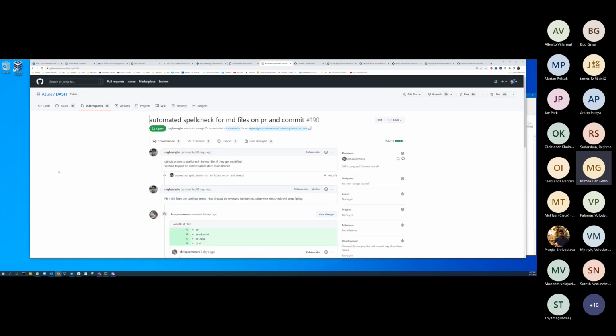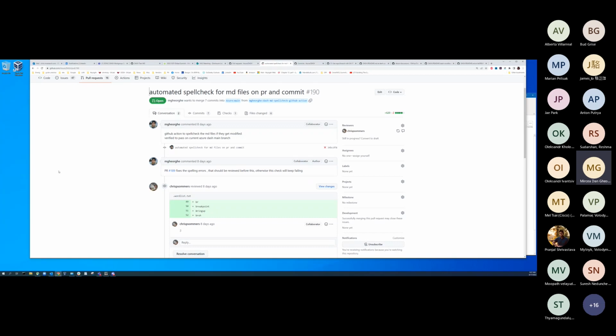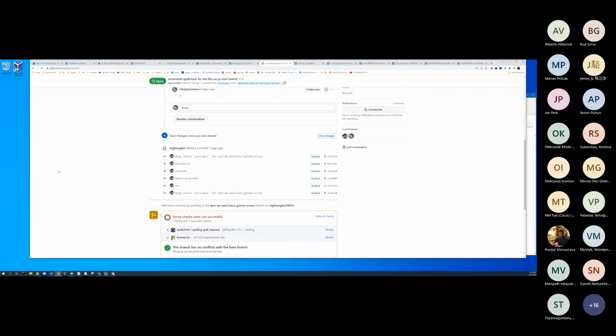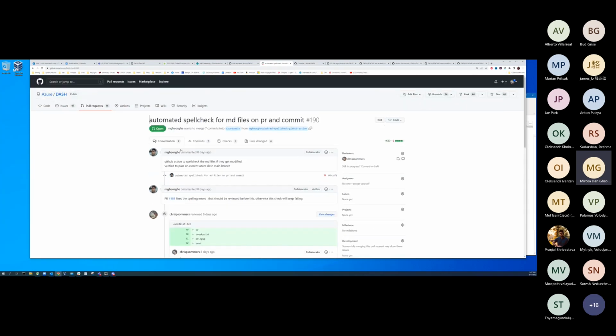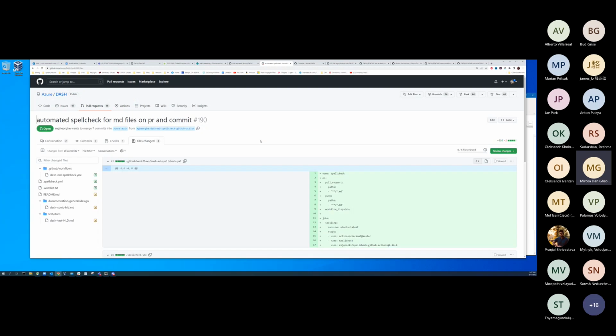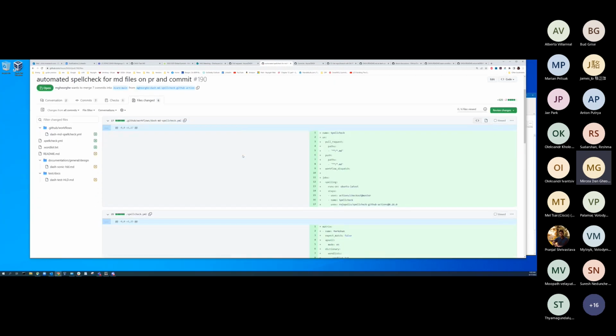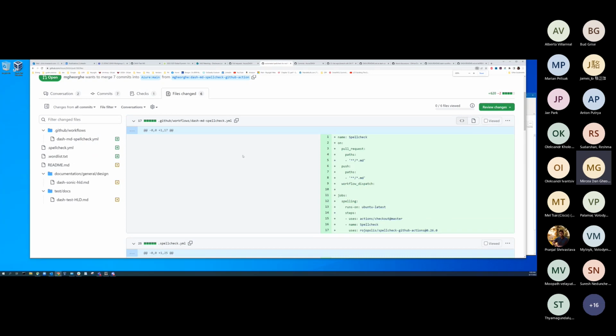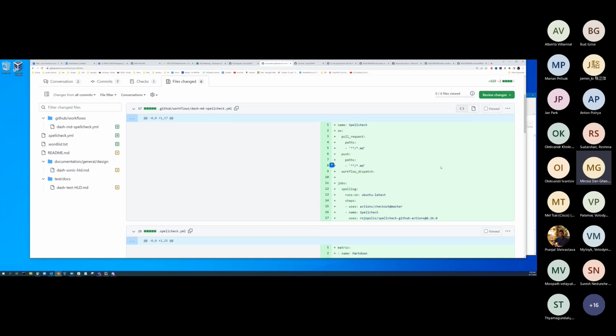So yeah, basically I had a bunch of spelling errors in my PRs, and then I went and used a tool and fixed everyone's spell checks in the whole repo, and then I added a git action for it. But the thing is, if we decide to take this git action, if you have a spelling error, it will get flagged.